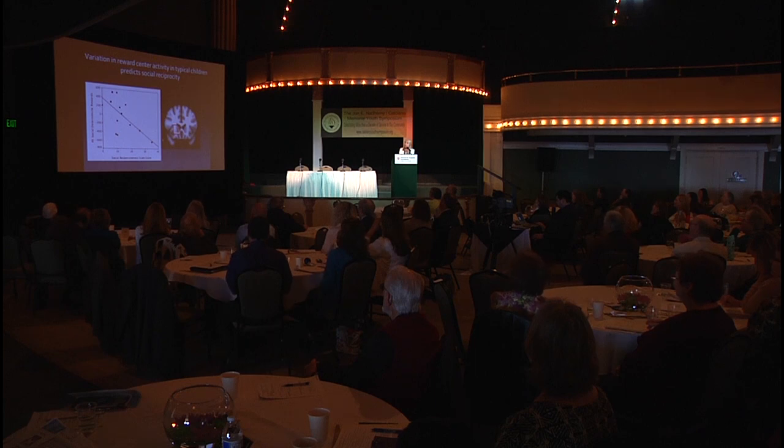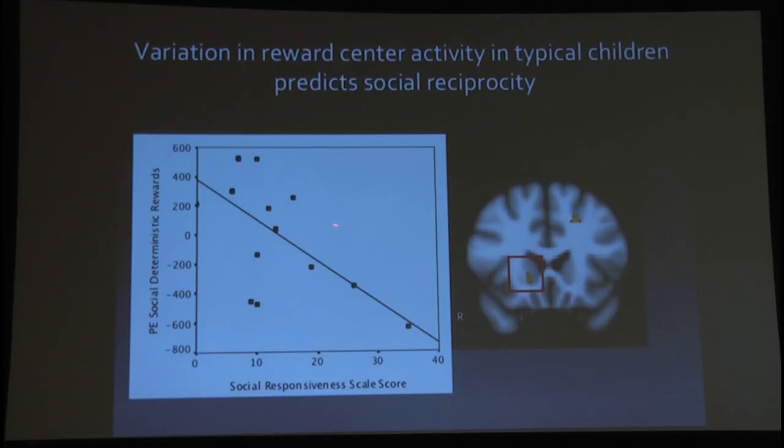What is also interesting, and now I'm showing you just typically developing kids, we give them a questionnaire, the social responsiveness scale, which is a measure of how social the kids are. These are all in the normal range, but there's quite a bit of variability. And it turns out that how much activity is in the reward center, even in typically developing kids, relates to how social the kids are. The more activity in this area is associated with better social skills, and less activity in this area is associated with poorer social skills. So it's not simply that this is just true in autism, this is true for all of us. Those of us who've got a good reward response to social cues have better social skills.